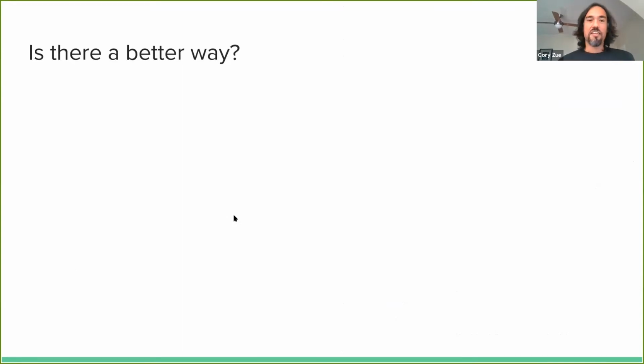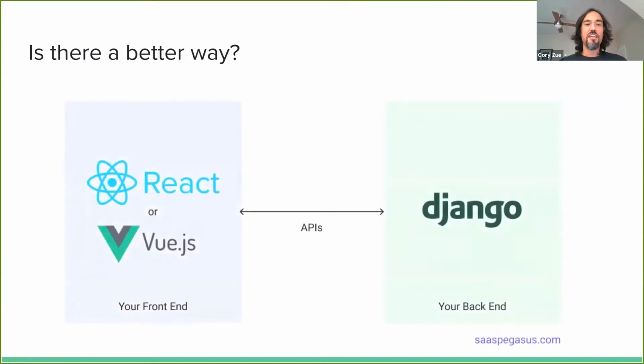So is there a better way to do this? A few other talks have mentioned this already, but if you Google how to use React and Django together, you'll end up with an architecture that looks something like this, where you have a standalone front end on one side and then a completely standalone backend on the other side. These 2 projects are usually completely separate in terms of code. They might even be in different repositories, and they typically only talk to each other through APIs.